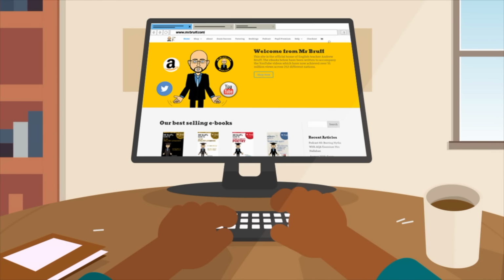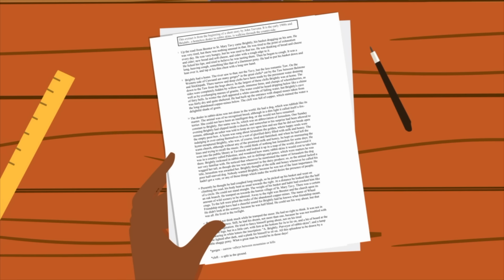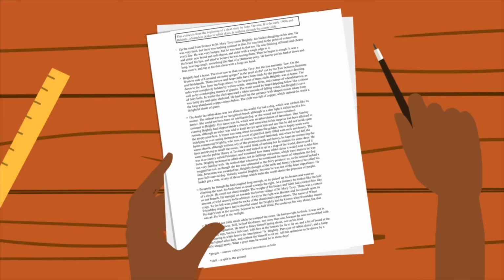Now, all I would do, and it's something you can do as well because this paper is available free of charge to download at mrbruff.com, is I would reread the source from line 18 onwards. Obviously, I've already read the whole thing once at the beginning of the exam, so I'm familiar with the story, and I might have some ideas about the question already, and I would underline or circle or star anything that seemed to be important in helping me to make a decision on whether when Brightly was in the church, he enjoyed his time there, and it had this positive effect on him.